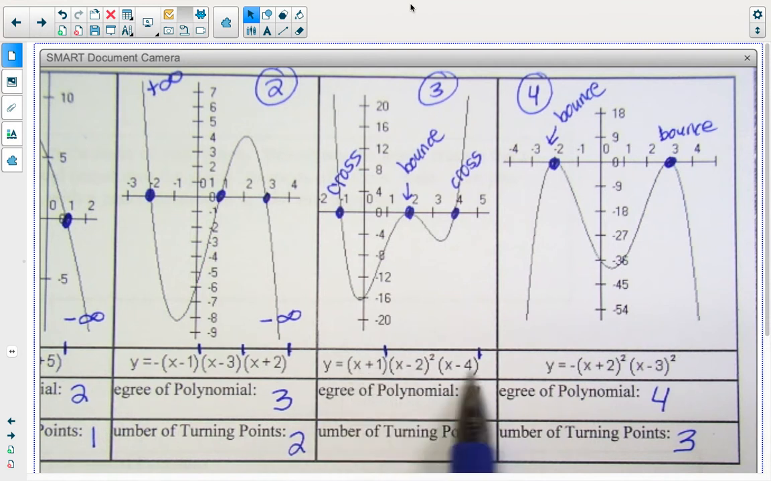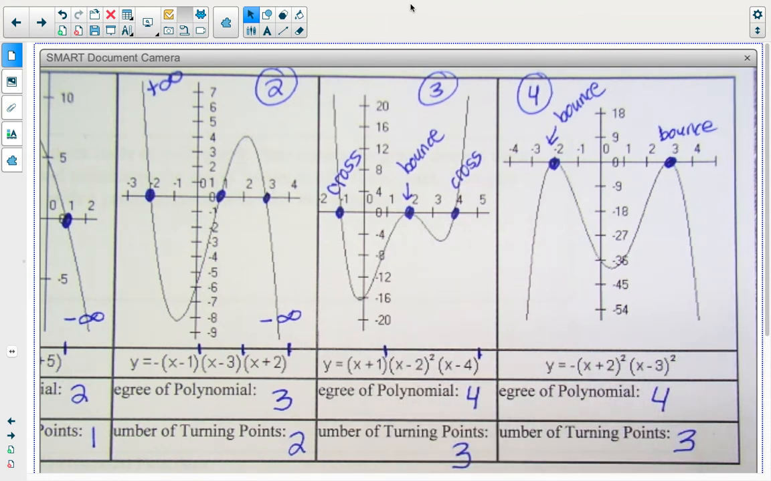If I look over here at my multiplicity, this has a multiplicity of 1. This one has a multiplicity of 2. And this one has a multiplicity of 1. So the exponent lets you know what the multiplicity will be. This one was 2, this one's 2, this one's 2. The other ones were just 1.